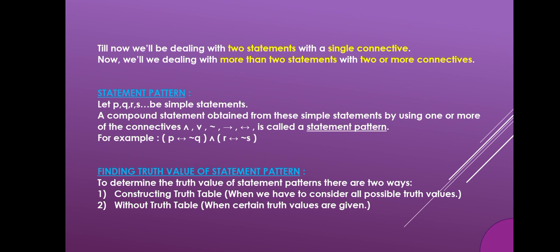To determine the truth value of statement patterns there are two ways. First, by constructing a truth table, when we have to consider all possible truth values. Second, without constructing a truth table, when certain truth values are given.